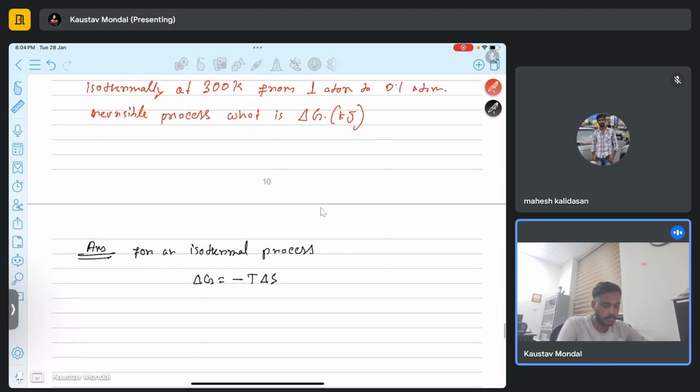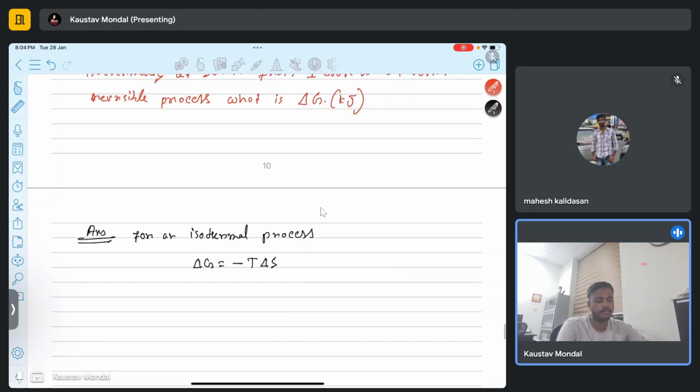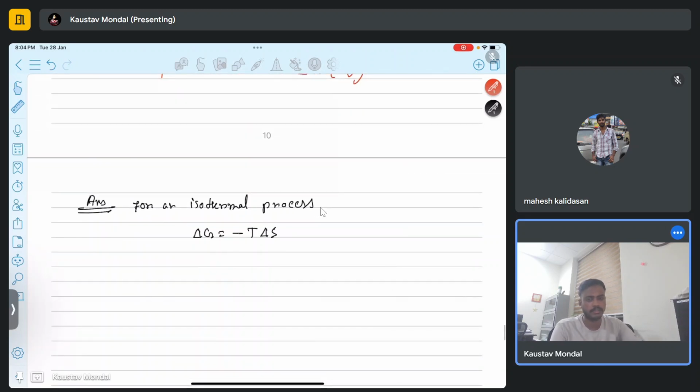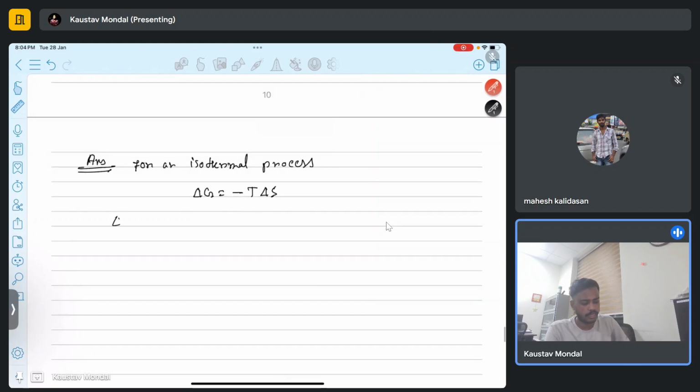Just for the sake of this problem, we use this expression, but in the next problem answer session we'll go deeper into thermodynamic functions like Gibbs function, Helmholtz function, enthalpy, all those things. For right now, this is what we are using. So delta G is minus T delta S, so we first have to calculate the delta S, right?